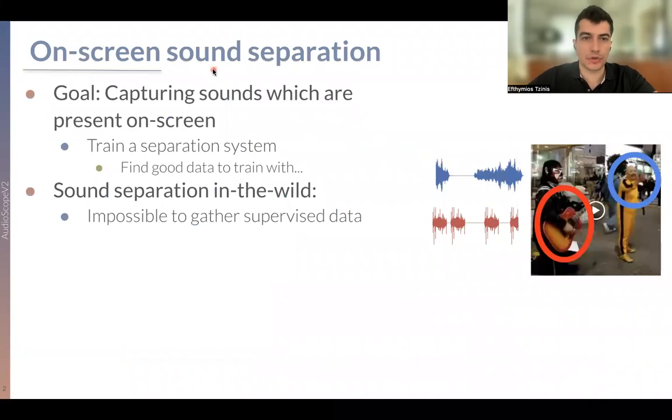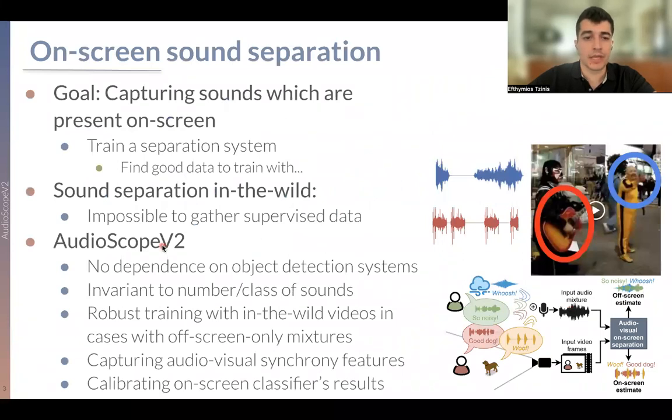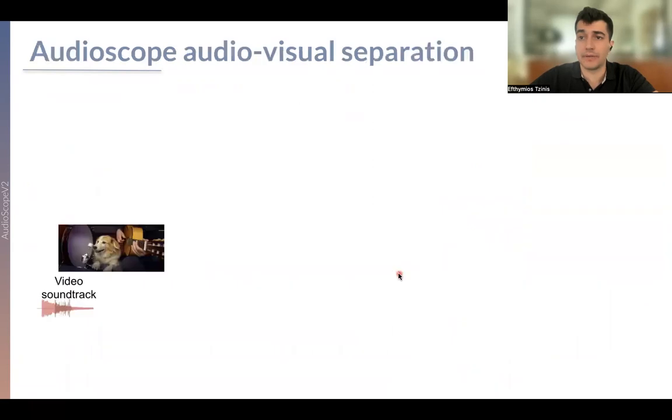For the task of on-screen sound suppression, the goal is to capture any sound which appears on screen. And of course, as you can imagine, it's almost impossible to gather supervised data to train a model on. This is why we propose a novel model named AudioScope V2, which does not depend on object detection models, is invariant to the number and the class of sounds, remains robust when training with off-screen only videos, and on top of that is able to capture audiovisual synchrony features as well as calibrate the results of its on-screen classifier.